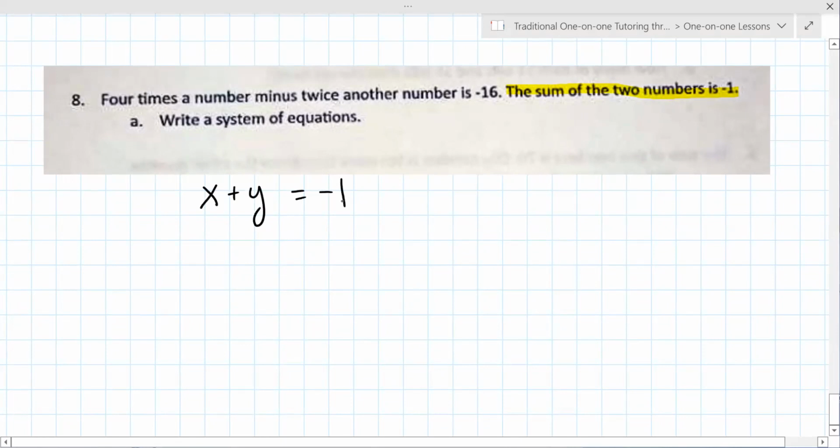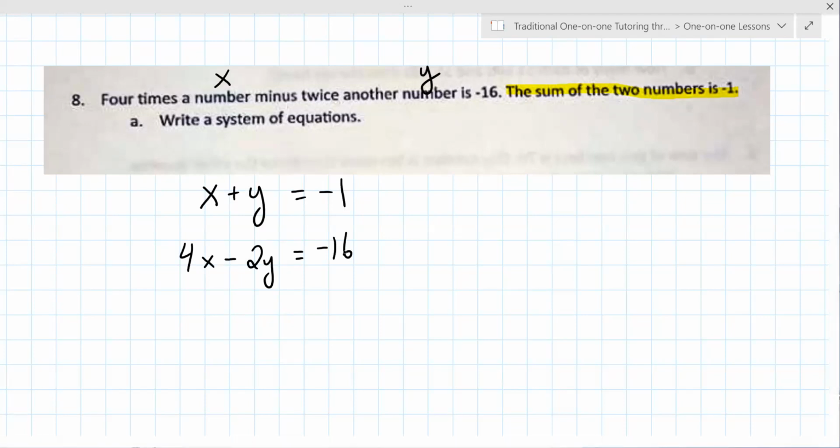Now, they kind of allude to that in the first part, which is what are the letters? So I'm going to say 4 times the number x minus twice another number y is minus 16. So in the first semester, you were converting words to equations. 4 times x minus 2 times y is minus 16. Okay, so that's your system.